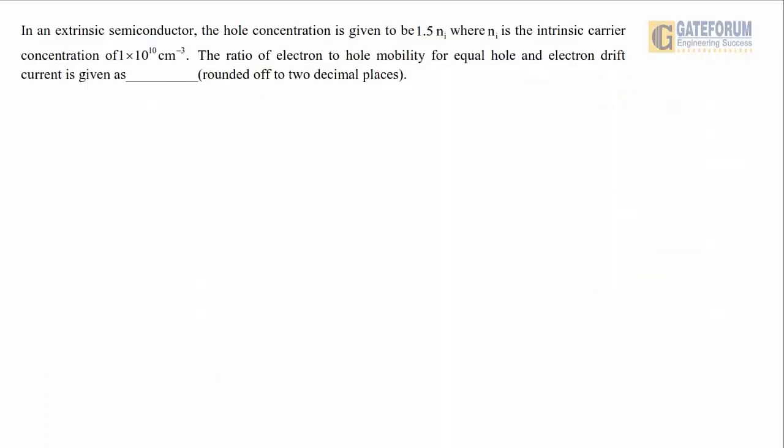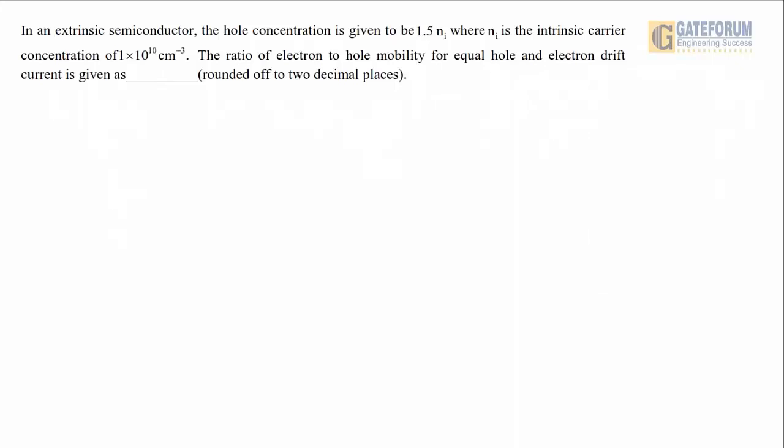So the question here is, in an extrinsic semiconductor, the hole concentration is given to be 1.5 Ni, where Ni is the intrinsic carrier concentration of 1 into 10 raised to 10 per centimeter cube. The ratio of electron to hole mobility for equal hole and electron drift current is given as, fill in the blank, rounded off to 2 decimal places. So this is the question they asked in GATE 2023 for EC as a numerical answer type question from this ADC subject. This is also one of the very simple questions.